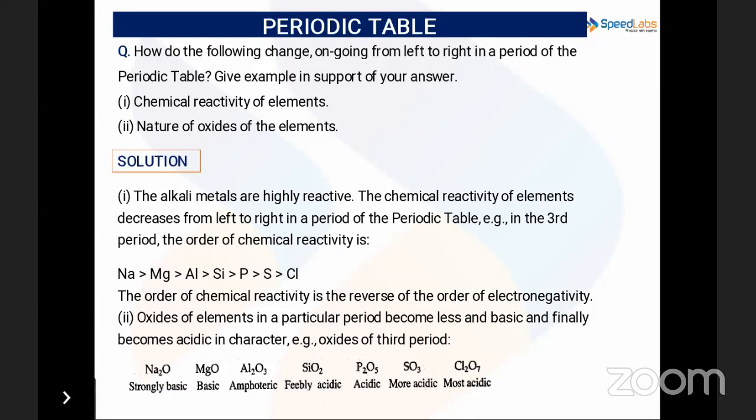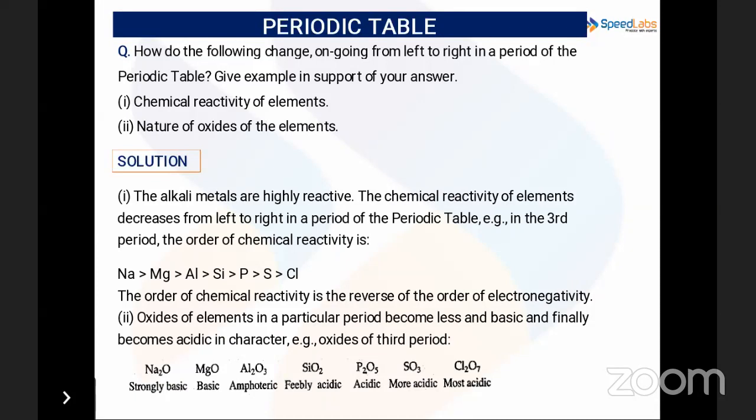Then we discussed the chemical reactivity of different elements in the periodic table. Also the trends in the periodic table, from left to right and from top to bottom. So generally they are asking to explain the periodic trends with respect to the following points, or, in case, specifically for a particular group like halogens or noble gases.